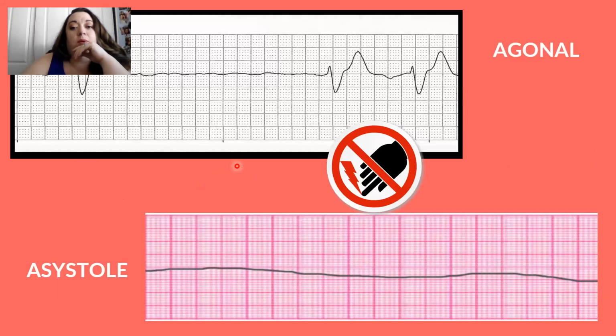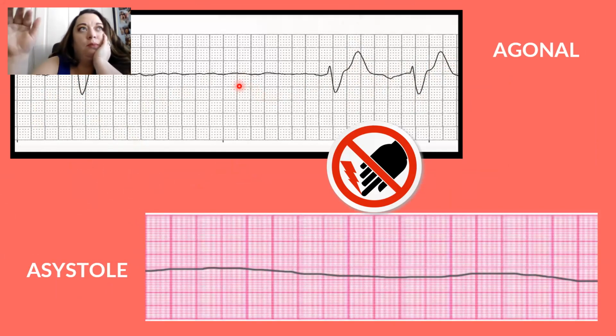And our last two rhythms are agonal and asystole. So if you have seen someone die or dying to where we're not actively resuscitating, you'll notice you don't flatline right away. You'll have these, what we call agonal beats, just wide complex QRSs. And it's kind of the last of the electricity moving through the heart while they're passing.